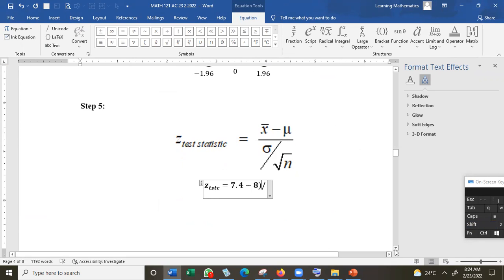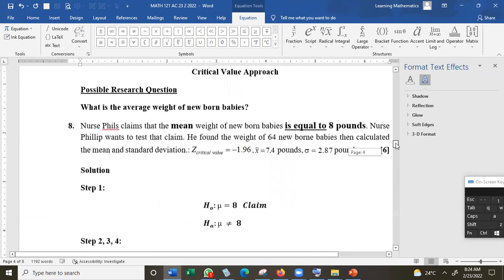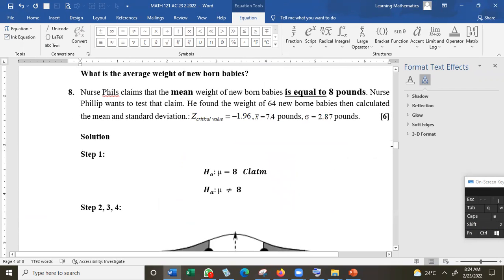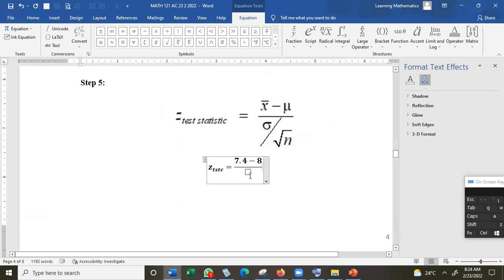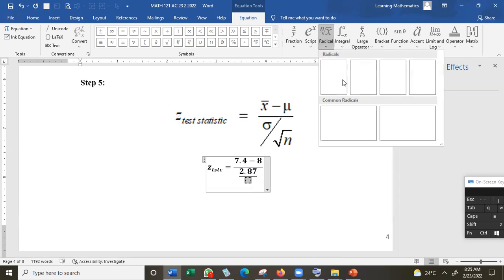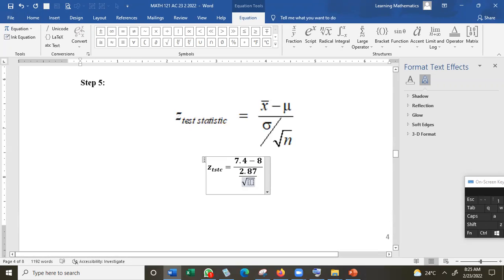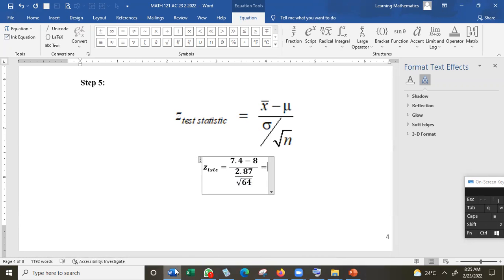And in the denominator, we have the standard deviation divided by the square root of n. The standard deviation is provided. Here it is, 2.87, and n is 64. So it's 2.87 divided by the square root of 64. The square root of 64 we know is 8, but we can put the whole formula in our calculator to get the z-test statistic.